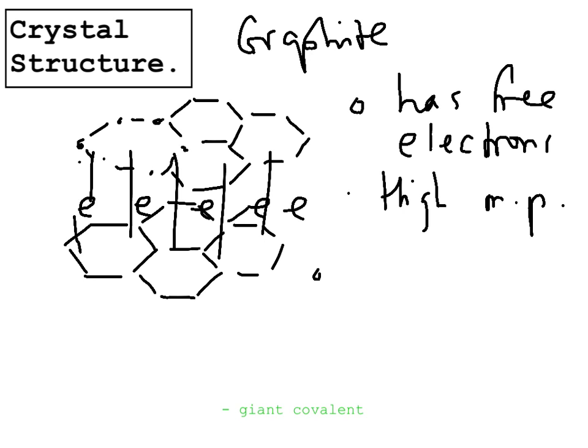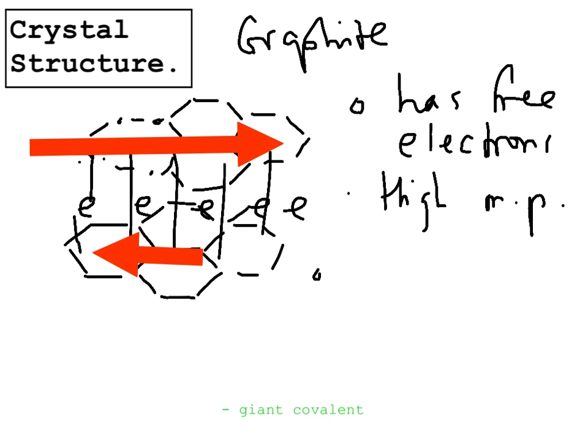The other thing it's used for is lubricants, and that's because these layers can slide over each other. The layers can slide over each other because the van der Waals forces between the layers are very weak, and so the layers are not strongly bound together. So that's why graphite is used in things like pencil lead, because the graphite will come off the pencil lead onto the paper very easily. And it's sometimes used in lubricants as well, because it is slippery due to this property in its structure.